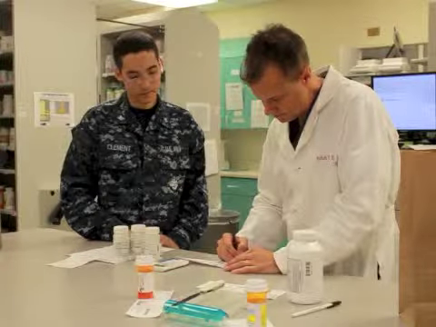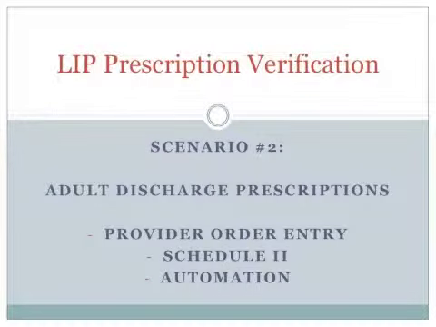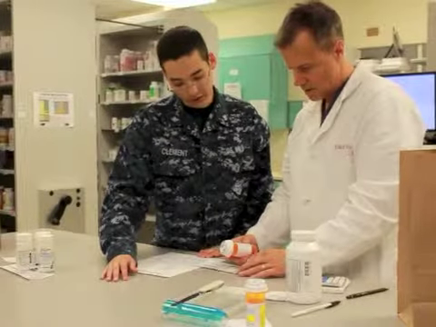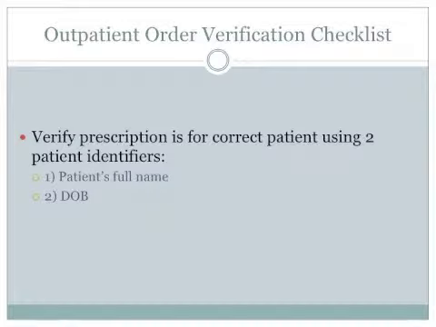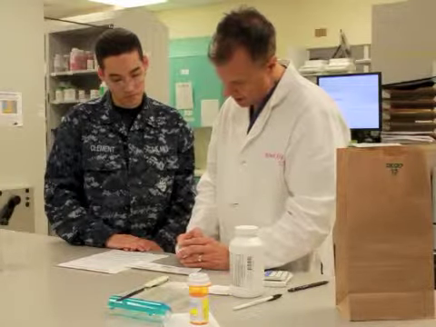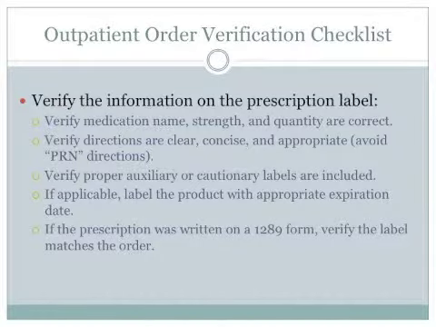Okay. In our second scenario, the LIP will be checking discharge medications for an adult patient, including a Schedule II controlled substance. Okay, so the next prescription's for patient Abby Test. If you could verify their full name and date of birth. Okay, the patient would be Abby Test with a date of birth 1 January 1963. Okay, now we need to verify the medication name, strength, quantity. Okay, and the medicine would be docusate sodium, and take 1 capsule by mouth twice a day as needed for constipation. That would be correct.